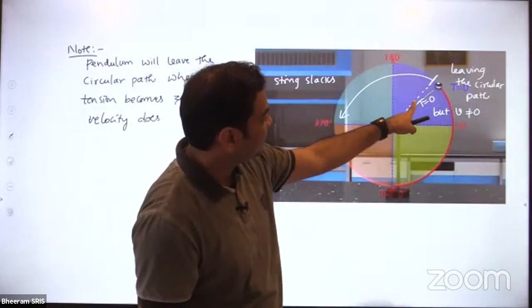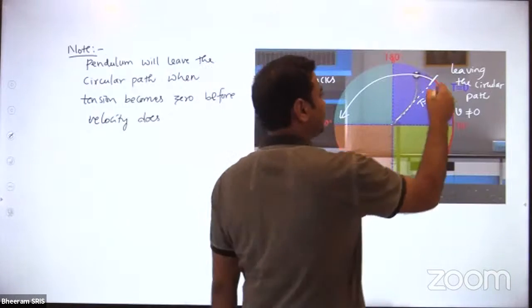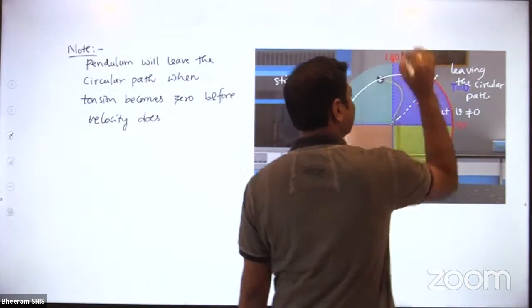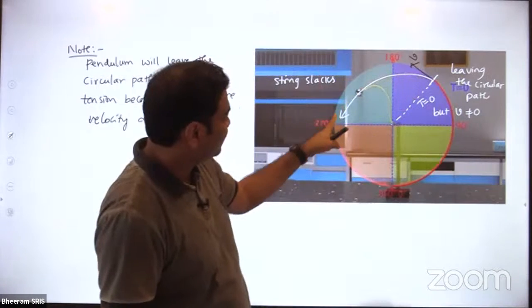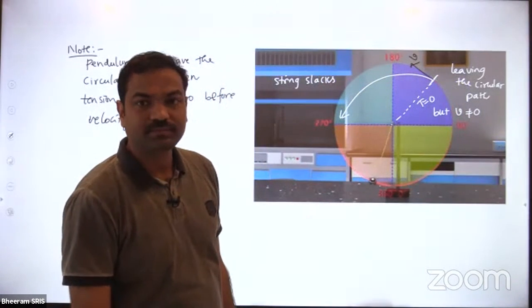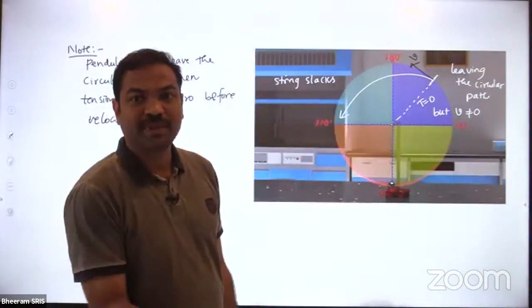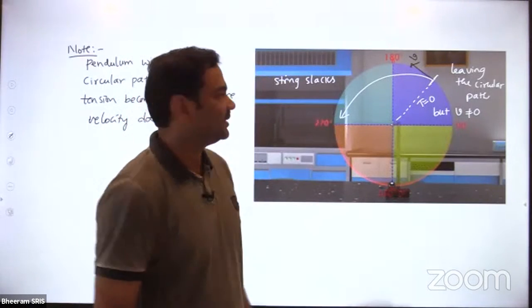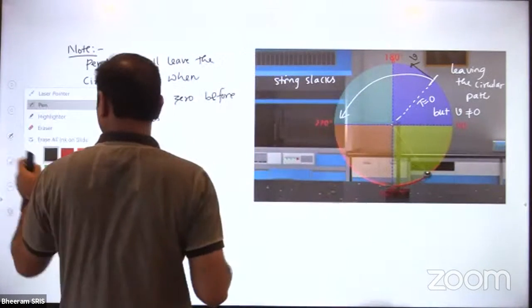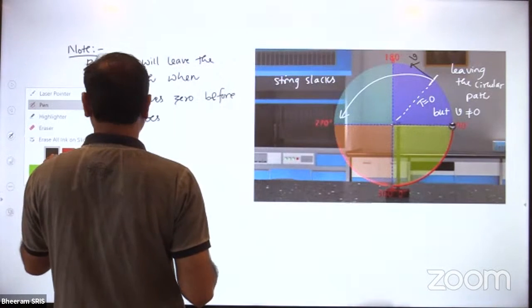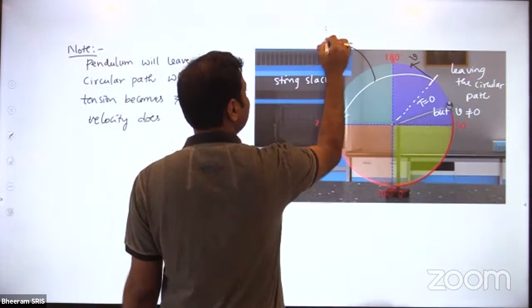So here tension is becoming 0, but not velocity. Velocity is there. Okay? So this is the velocity direction. Because of that velocity direction, it is going in a curved path. You can say parabolic path, you can say the projectile path. So this path is simply, you can write down as the projectile path.